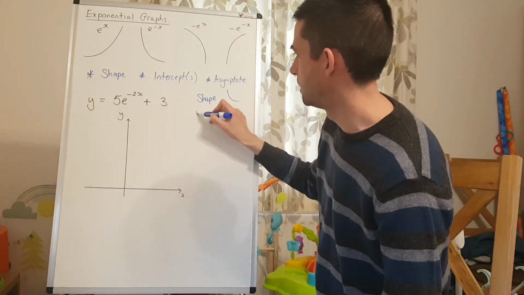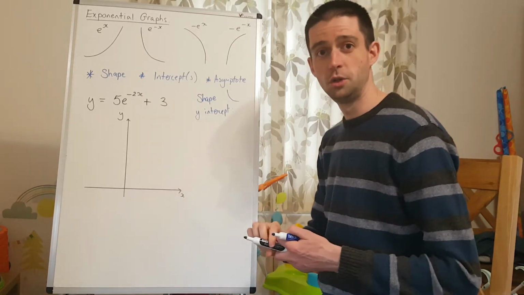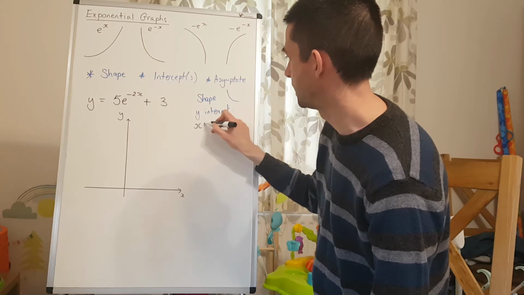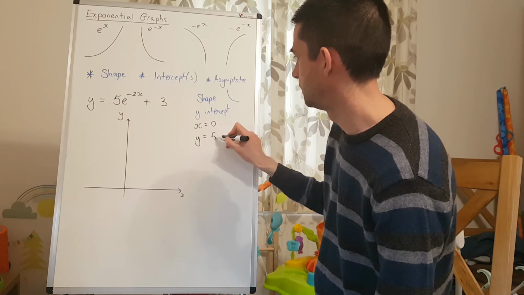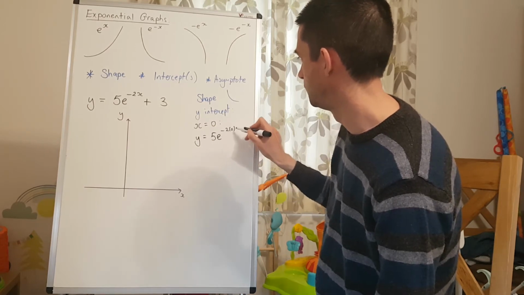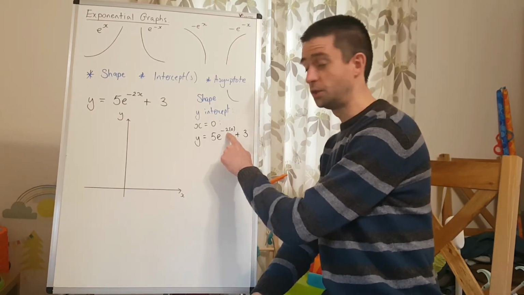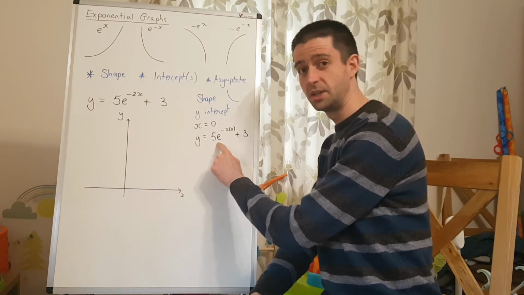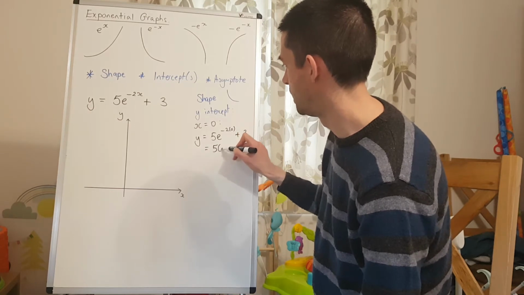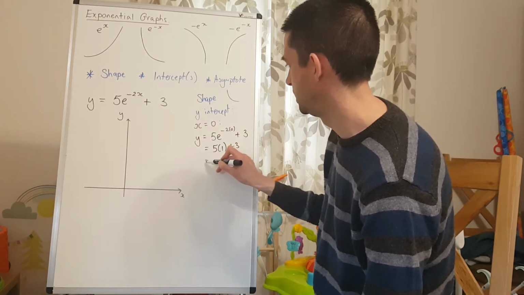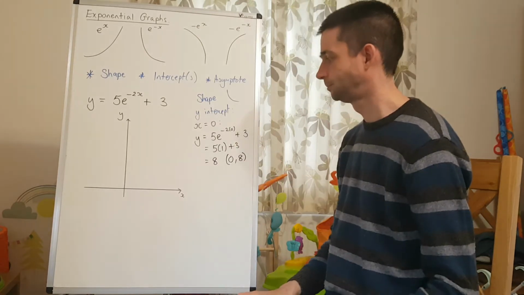Next, let's look at the y-intercept, which you will recall from before we make x equals 0. So in this equation we will have y equals 5e to the negative 2 times 0, plus 3. Now, minus 2 times 0 is still 0. e is a number, and any number to the power of 0 is 1. So we have 5 lots of 1 plus 3, which is 8. So the y-intercept on this one is (0, 8).